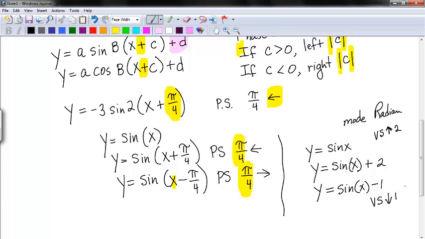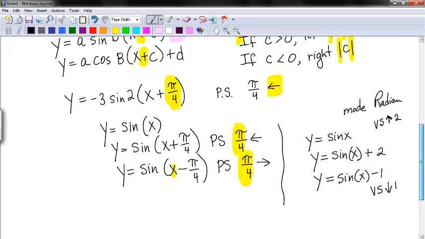So now you should have all 4: amplitude, period, phase shift, and vertical shift. Okay? And the only one that's really not what you think it should be is the phase shift. If it's a plus sign, it goes to the left. If it's a minus sign, it goes to the right. And that's just kind of opposite of what we think it is.